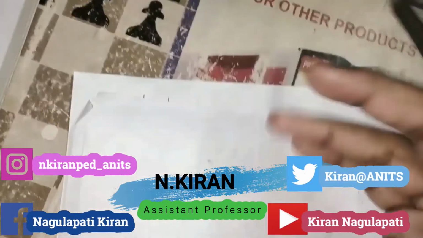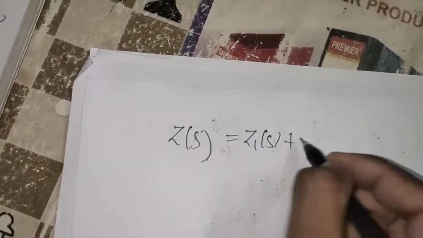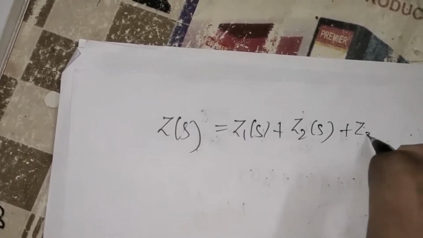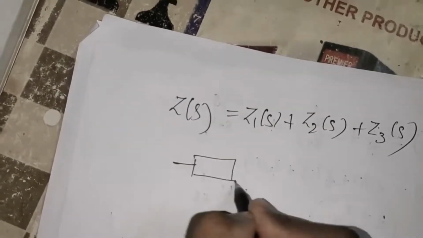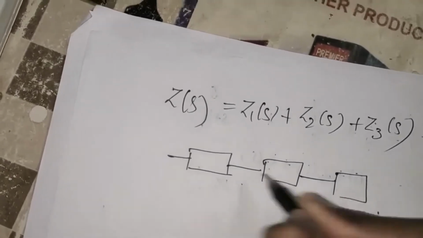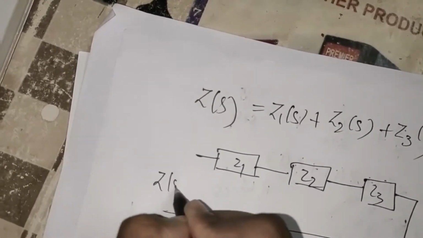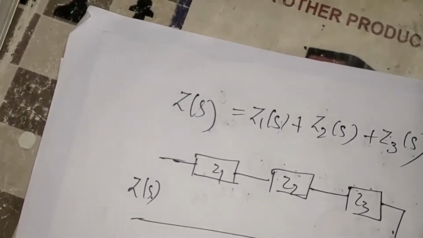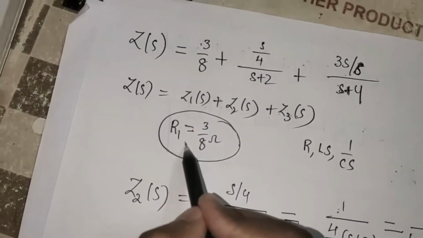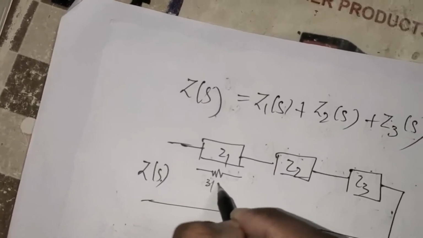We all know that for Foster first form, Z of s can be written as Z1s plus Z2 of s plus Z3 of s. So since impedances are added, they are in series: Z1, Z2 and Z3. This is the general representation of an impedance function using Foster first form. So instead of Z1, we have obtained a resistor of 3 by 8 ohms.